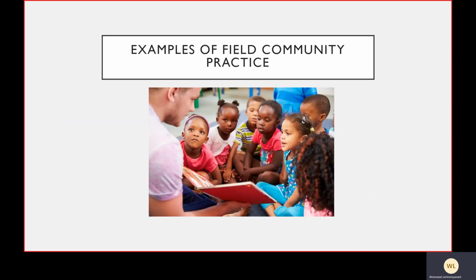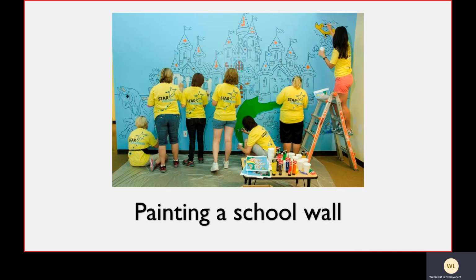Okay, and next I'll show you the examples of field community practice. This is what you can do, but it's just some examples. First, if you're good at painting, or if you have friends who love painting or love arts, you can go to some communities and ask if they need painting at a school wall. It can be a church wall, if they allow you to do. It can be some wall that looks pretty old. You can do it. It's fun and also it will be useful for the community.